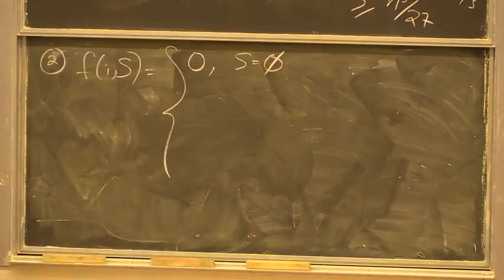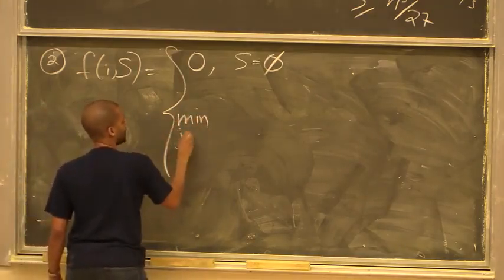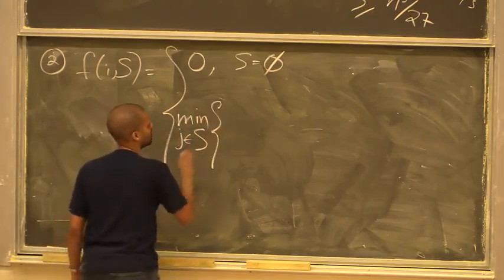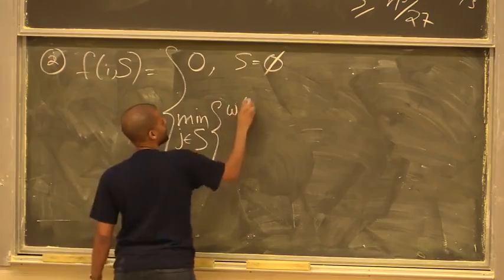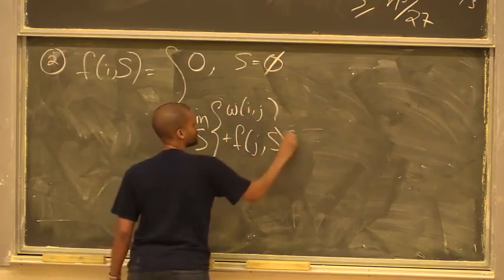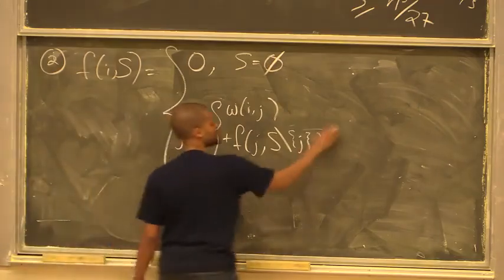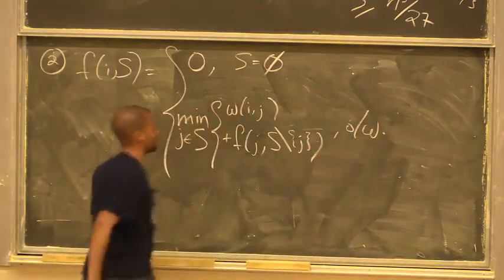Otherwise, we basically just loop over all choices, brute force search. We know we're at i. We know we need to visit everyone in S. Who's the next person that we're going to visit? I don't know, so let's try them all and pick the best one. So this is the min over all j in S of the weight going from i to j, plus now we're at j, and we're trying to visit everything else. And that's it. Simple enough.